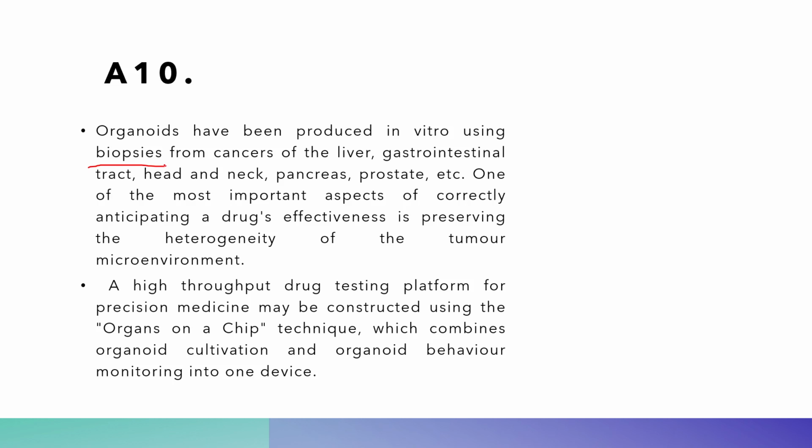One of the most important aspects of correctly anticipating a drug's effectiveness is preserving the heterogeneity of the tumor microenvironment. Earlier we talked about the tumor microenvironment in a lot more detail. If you have not attended that session, you can go for the sessions present in our YouTube videos, the week 10 session or week 9 session. We will find out how tumor microenvironment heterogeneity helps the tumors to grow. A high throughput drug testing platform for precision medicine may be constructed using the organs on chip technique, which combines organoid cultivation and organoid behavior monitoring into one device. That's why it is called organs on chip, because multiple organs can be placed on one chip.